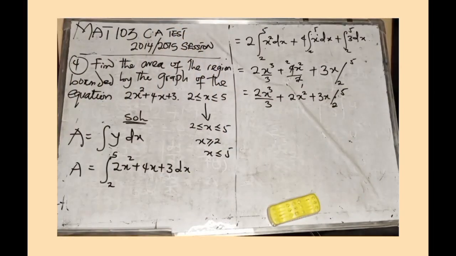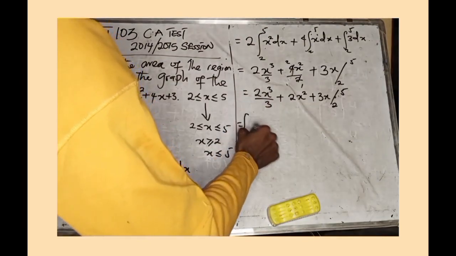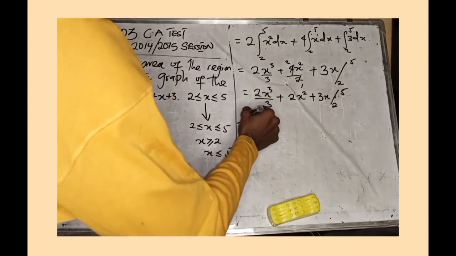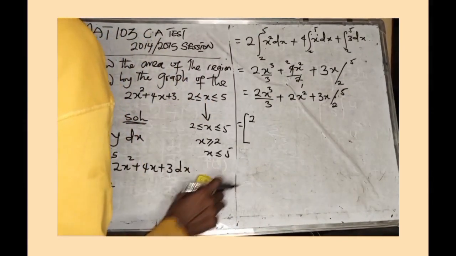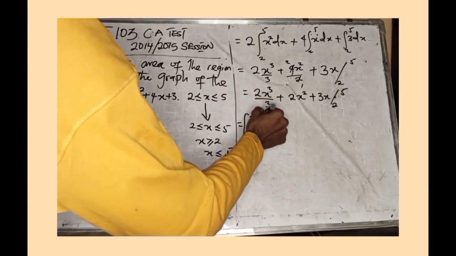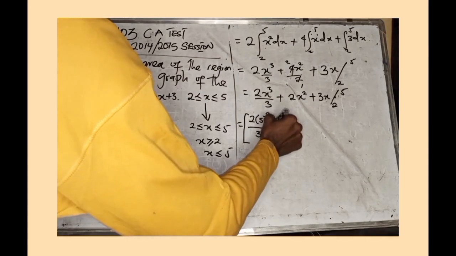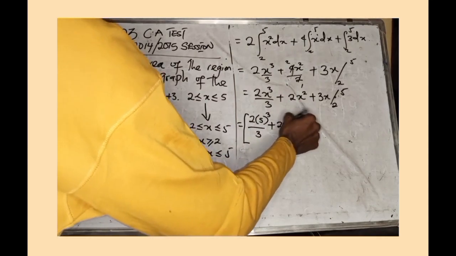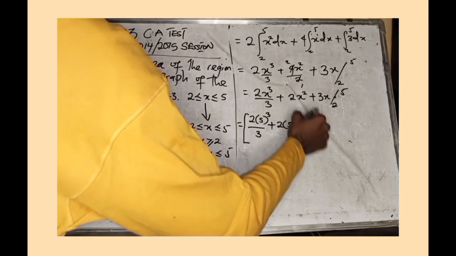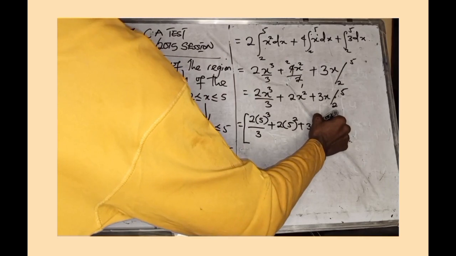So now I'm going to substitute, starting from the upper bound. So this guy becomes, let's create a bracket here. Anywhere I see x, I'll be using 5 for the first time. In my first substitution, this guy becomes 5, this is 3 here, this is 3. Plus here becomes 2, this is 5, this is square, plus this is 3, here becomes 5.